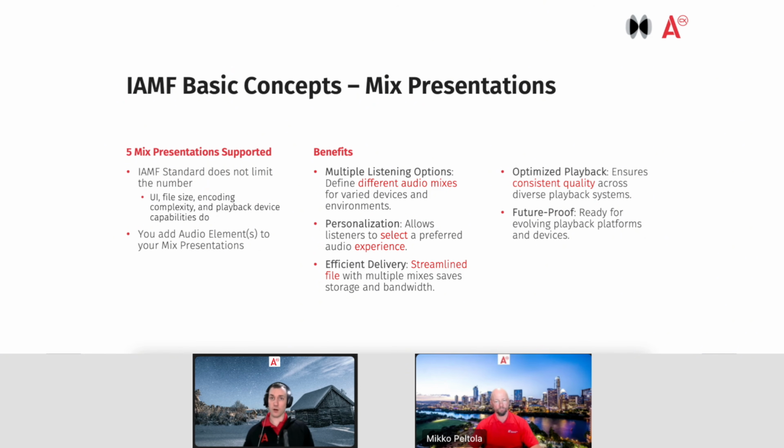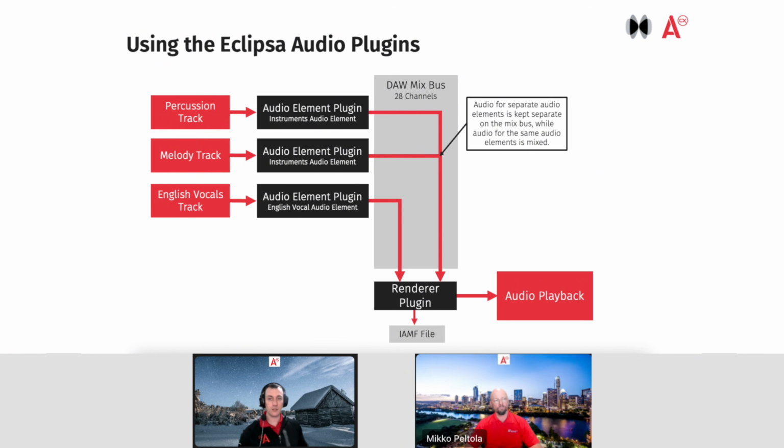Now that we've talked about audio elements in mix presentations, let's talk a little bit about how the plugins themselves are going to work. So, the Eclipsa audio plugins are made up of two plugins, the audio element plugin and the renderer plugin. The renderer plugin is the main plugin, and this plugin is placed on your mix bus while mixing. The renderer plugin is used to configure the IAMF file information, such as audio elements or mix presentations. The renderer plugin also performs the actions of rendering the audio for playback in the DAW, as well as rendering the audio out to the IAMF file.